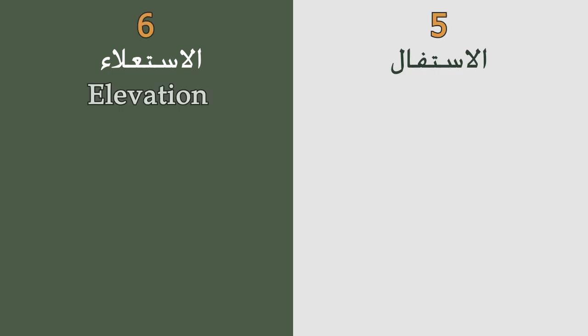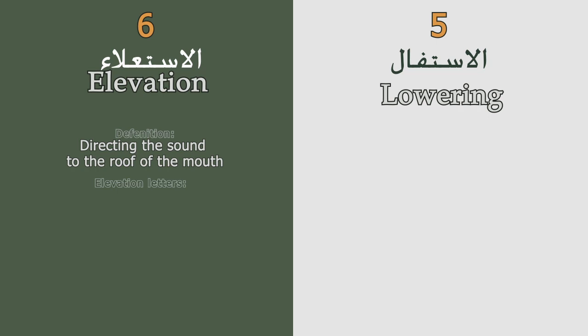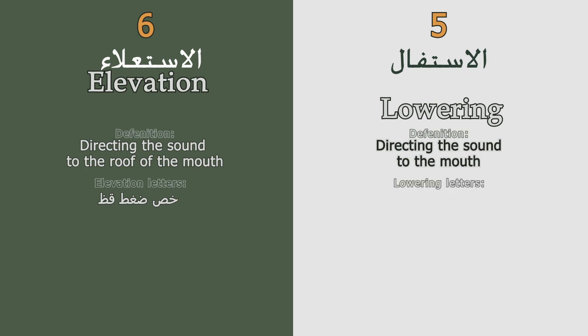The next characteristic is الاستعلاء وضده الاستفال. Elevation and its opposite is lowering. Elevation is directing the letter's sound to the roof of the mouth. Elevation letters are contained in this sentence, خص ضغط قط. Lowering is directing the sound to the outside of the mouth and not to the roof of the mouth. Its letters are the remaining letters.